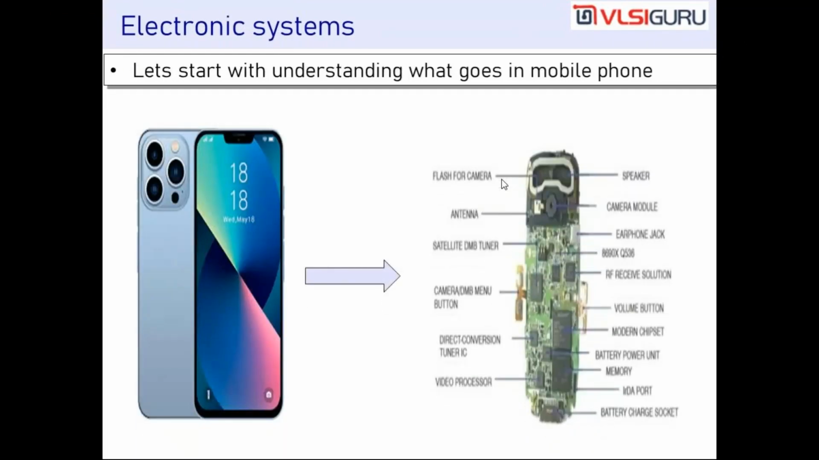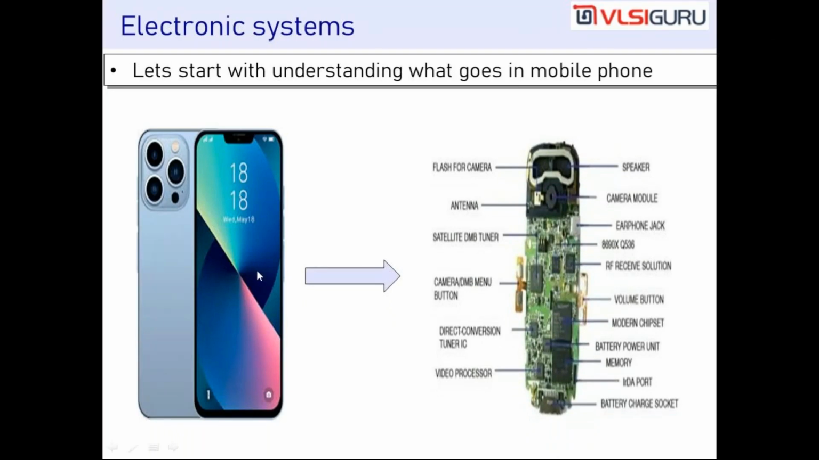So in summary, this is how the mobile phone looks like outside, but if you open it up, it'll have a flash for the camera, antenna, some satellite DMB tuner, some chips, modem chipset, volume button, different things. That's what collectively makes up the mobile hardware, right? This is what you see, but there are things which you can't see. So what exactly are the things that make up a mobile phone?